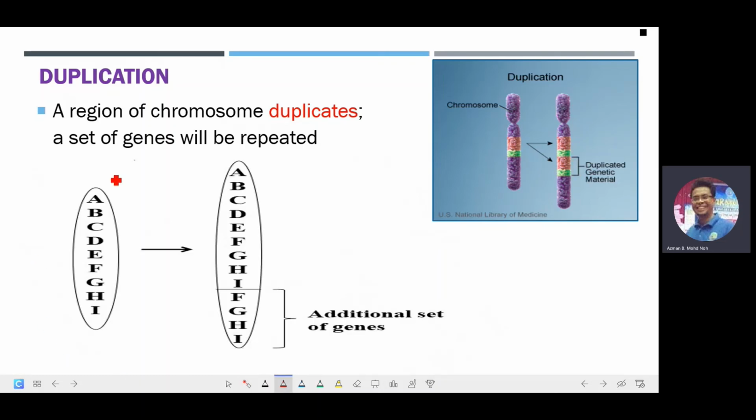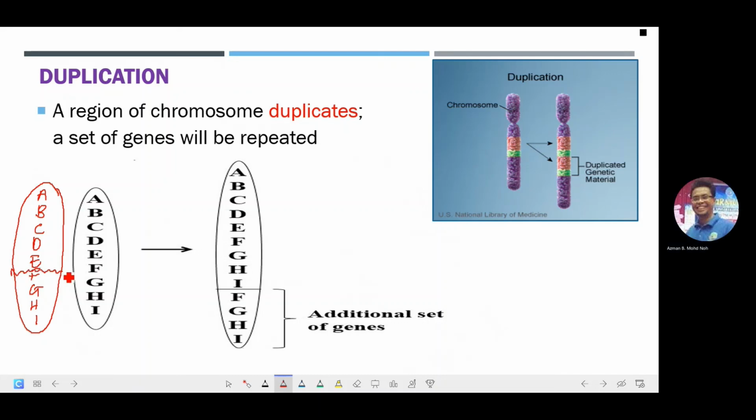So how can this happen? Let's say we have two homologous chromosomes, in which there are genes A, B, C, D, E, F, G, H and I. So there are two homologous chromosomes here, and let's say this part of the gene breaks off, and this segment of the one chromosome will join with this second chromosome which is homologous to the first one, and so we can see a new type of chromosome with a duplicated gene, now having the sequence A, B, C, D, E, F, G, H, I, and again F, G, H, I. So there will be an additional set of genes for this new type of mutated chromosome.